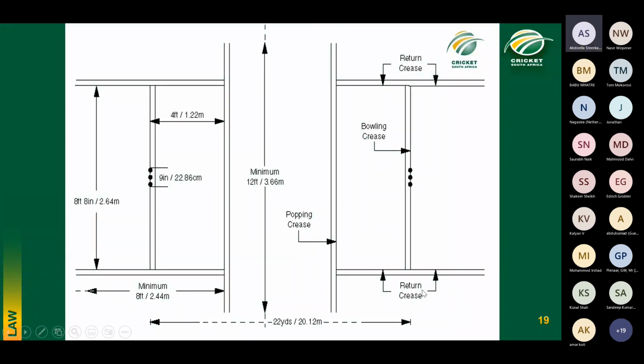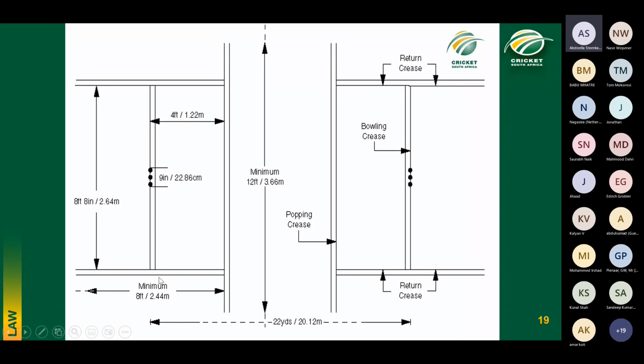So just to confirm again, if you look at the picture on the right hand side, where they do name the creases, the front one is the popping crease, the one where the stumps are pitched in is the bowling crease, and there are two return creases. Measurements will also be examined in the exam, to make sure that you know your measurements. So what are the measurements? The measurement from the back edge of the bowling crease to the back edge of the popping crease is 1.22 meters. That's the metric system. The imperial system is 4 feet. Both are accepted in the exam. For me, just the metric system is much easier.